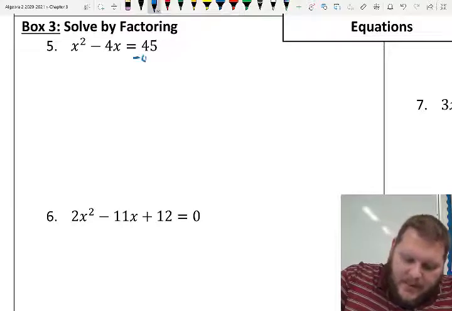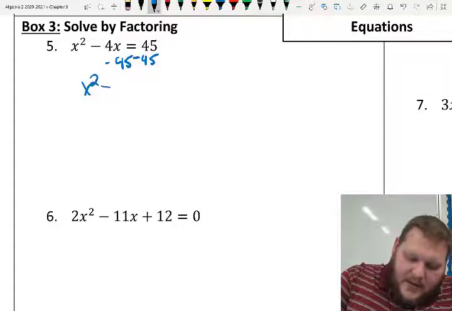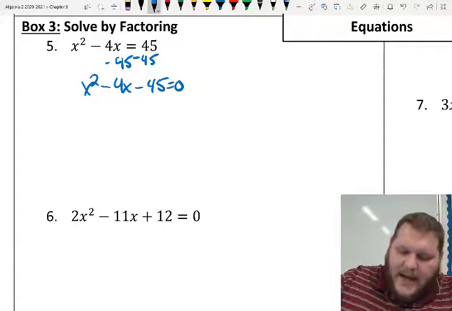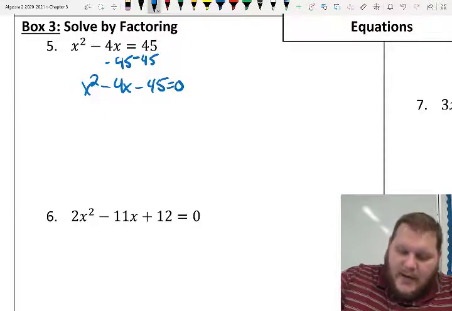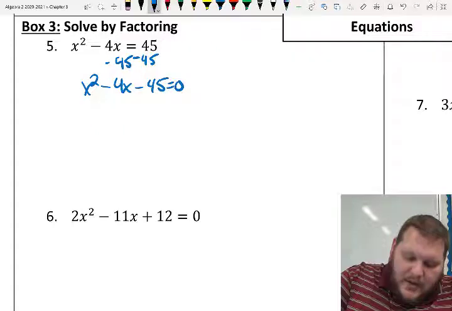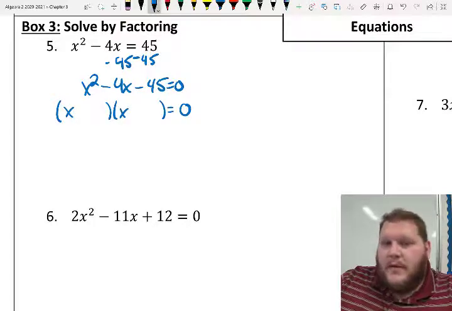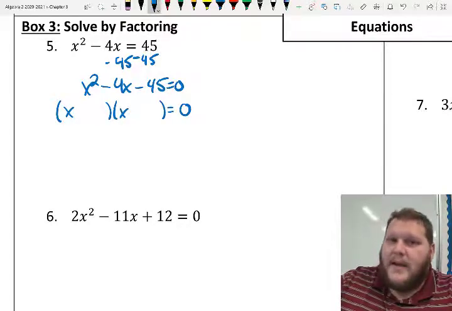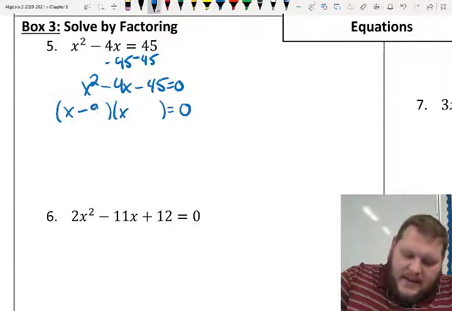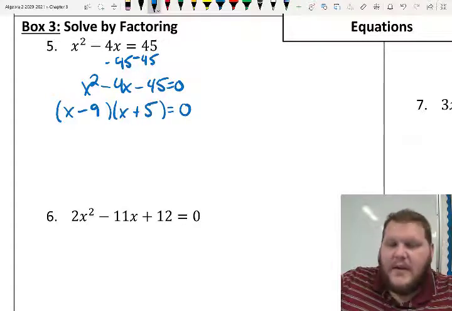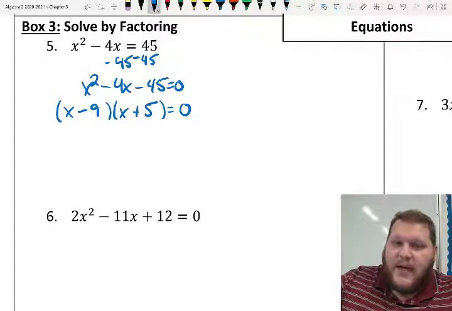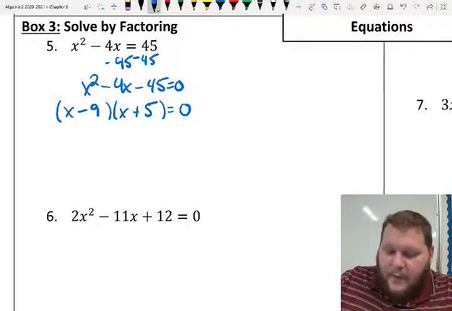So here I'm going to start by getting everything on one side. So I'm going to subtract 45 on both sides. X squared minus 4x minus 45 equals 0. And now I've got to factor that left side. So here I can use regular old school two parenthesis factoring because this is just x squared. I don't have to use Xbox factoring. So here I'm looking for what two numbers multiply together to give me negative 45, but add up to negative 4, which in this case, negative 9 times a positive 5 would give me negative 45, but negative 9 plus 5 would be negative 4.